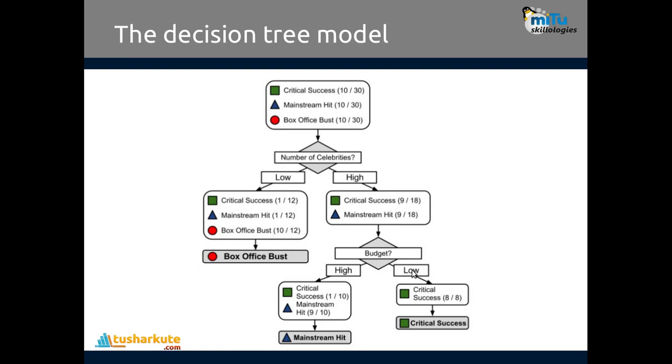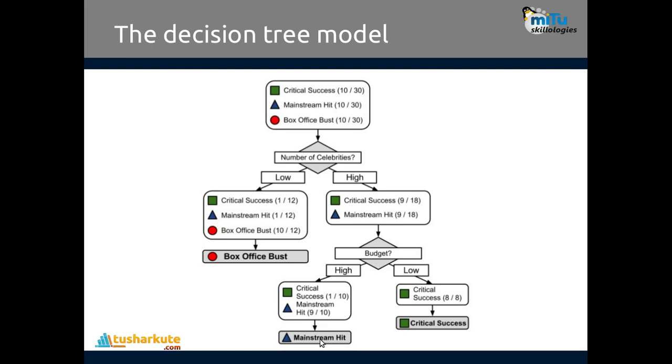So when the budget is low, 8 movies are there, and all movies are critical success. And when the budget is high, a total of 10 movies are there. Out of 10 movies, 1 is a critical success and 9 are mainstream hit. Okay, so when the budget is low, all movies are coming under critical success. It means that now the decision is finalized, that is critical success. And when the budget is high, that time 9 movies are in mainstream hit and 1 is misclassified. So mainstream hit is present over here.